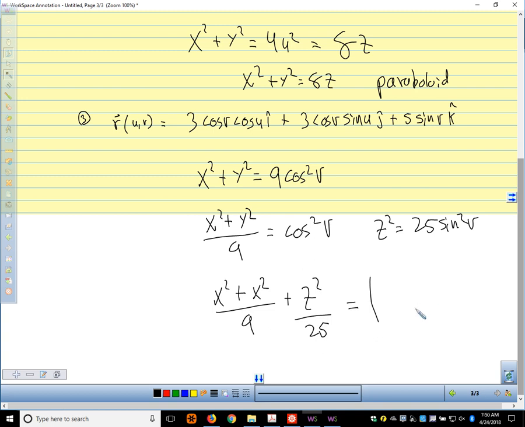Ellipsoid. Because we could write it as x squared over 9 plus y squared over 9 plus z squared over 25 equals 1. That's an ellipsoid. And what would be the familiar parametric equations that we're writing in kind of an unfamiliar form here? The spherical coordinates. These are spherical. This is the spherical parameterization of an ellipsoid.